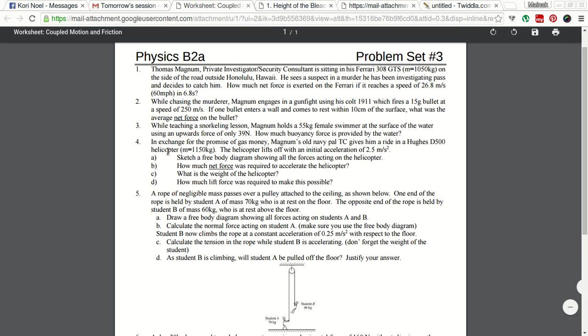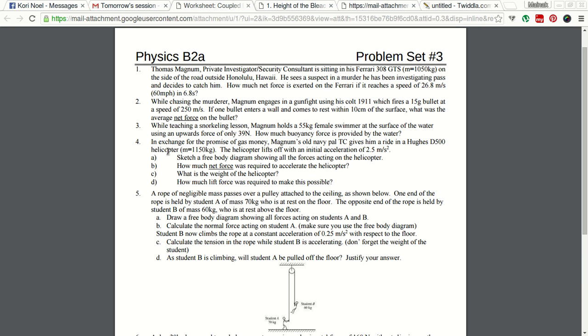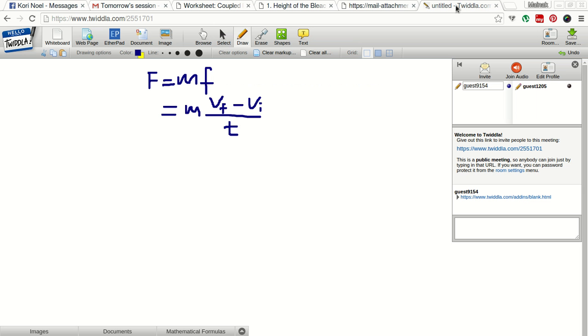Could you tell me once again how much it should be? A speed of 250 meter per second. If one bullet enters the wall and comes to rest within 10 centimeter of the surface, okay. What was that? Okay, so how do you do that? So I came up with time equals one. So what I'll just write whatever you say, and then we'll see if it is correct or not.